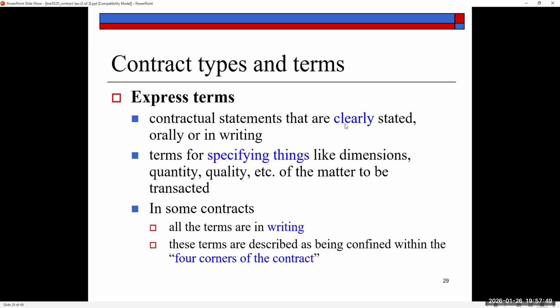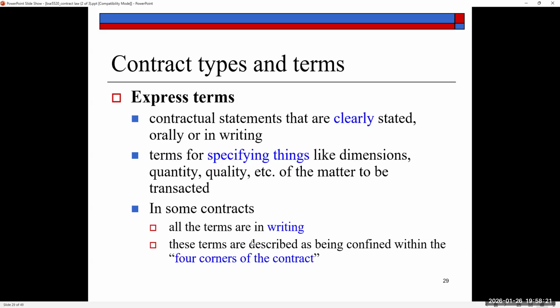So express terms, clearly stated, could also be oral, orally mentioned. Terms for specifying things. The case I mentioned is to clean the filter, but could also be like dimensions, quantity, quality of work to be done. And in some contracts, all the terms are in writing. And these terms are described as being confined within the four corners of the contract.